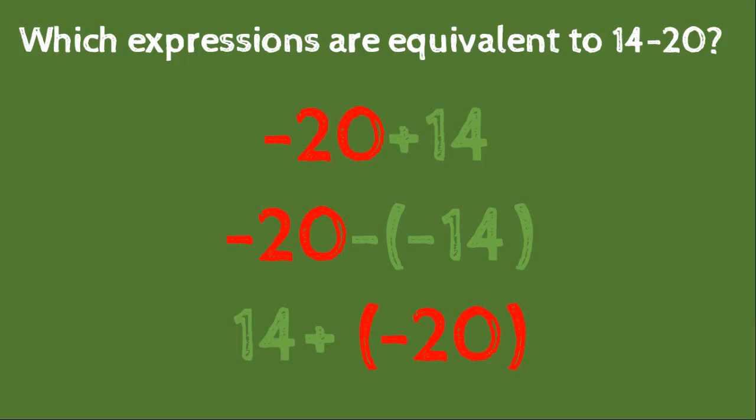Then we can continue putting 14 first, and we can add in parentheses negative 20. We remember that plus and minus eliminates the plus, and it just stays 14 minus 20. So it would also be the correct expression.